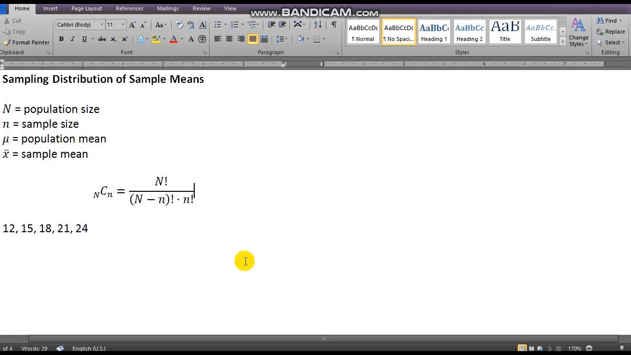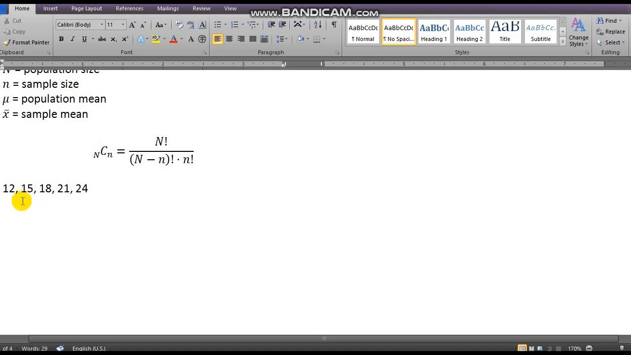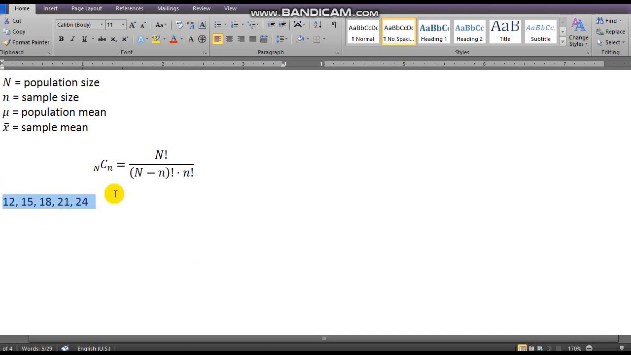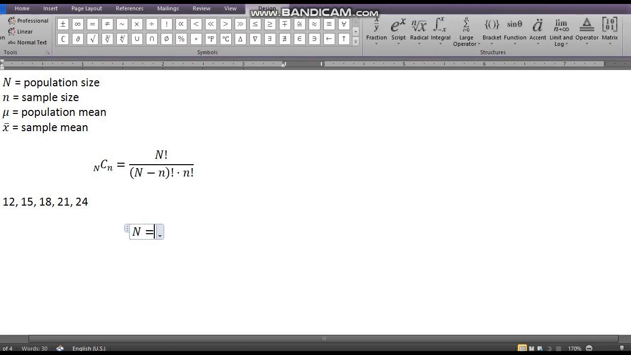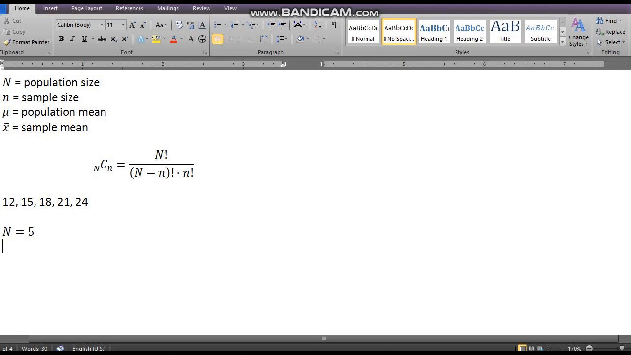Let's have an example of how we're going to construct the sampling distribution of the sample means. Let's have a population of size 5. So take note, N is equal to 5. The members are 12, 15, 18, 21, and 24. We'd like to get the sampling distribution of the sample means of this population with a sample size of 2, so n equals 2.